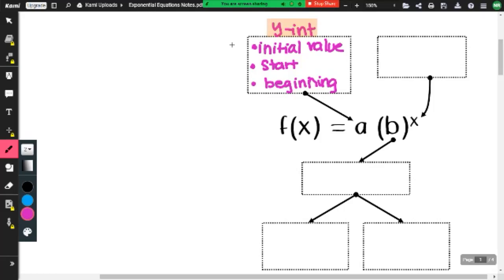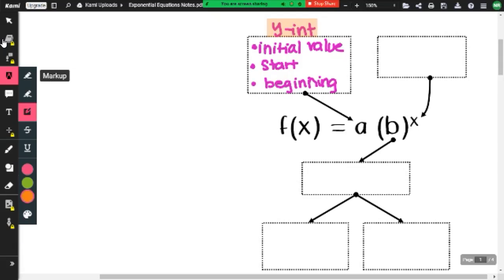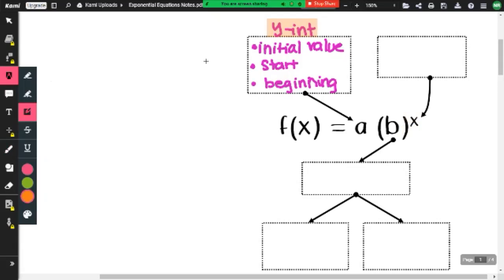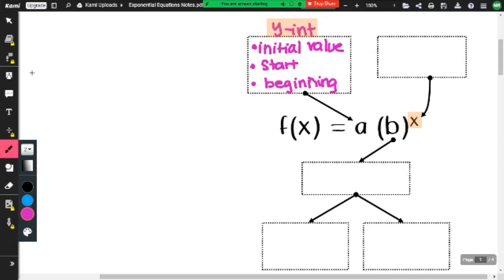Now, in every equation, like in linear, you have y is equal to mx plus b. For quadratics, it was ax squared plus bx plus c. Where is your x in this formula? It's a small variable up here in the corner. What is that called? Any number in that spot is called an exponent. Your exponent is going to represent time.